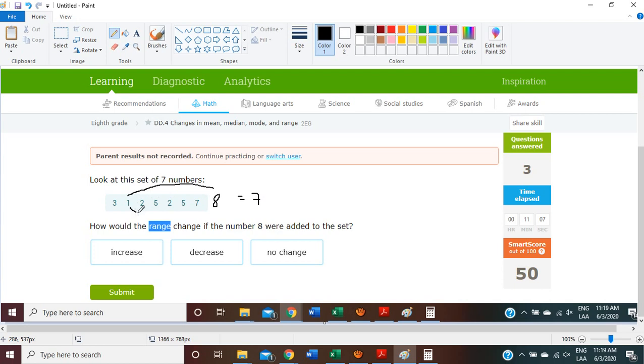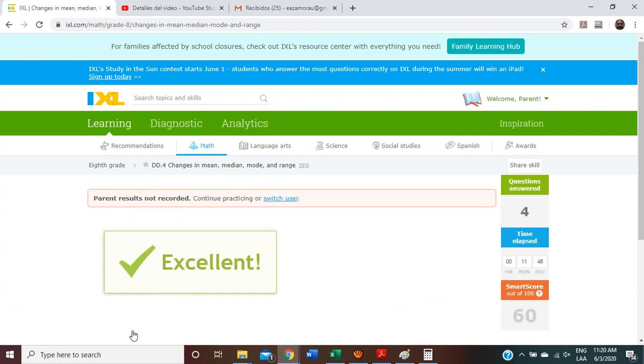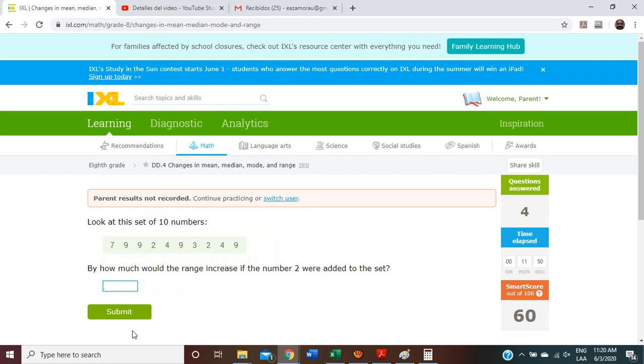So before, from 1 to 7, it was 6. So there is an increment of 1. So the answer is that the range is going to increase. It's going to increase by 1, because the new range is 7. Increase. Submit. Excellent. Look at this set of 10 numbers.